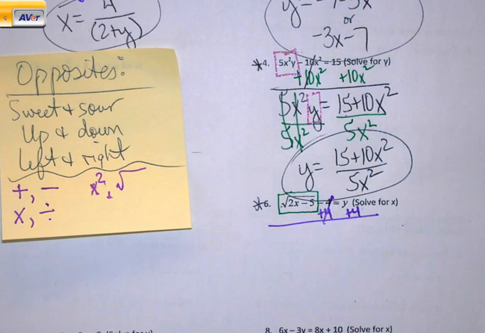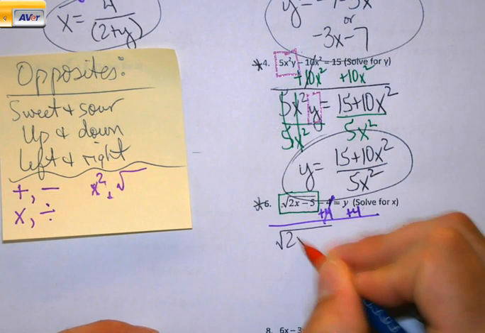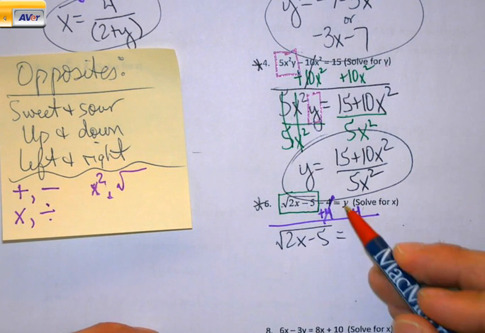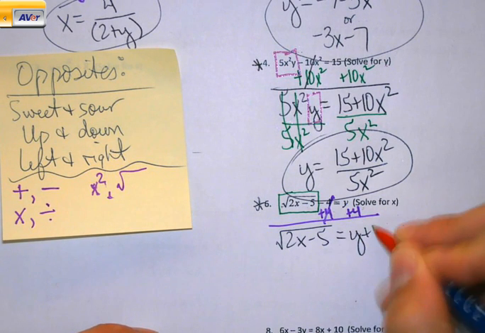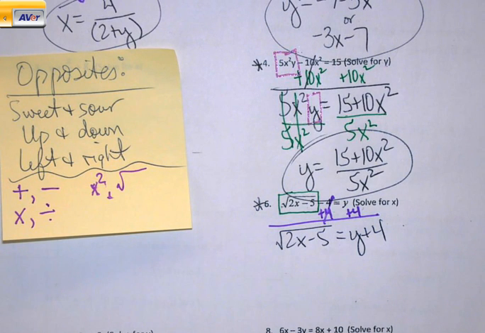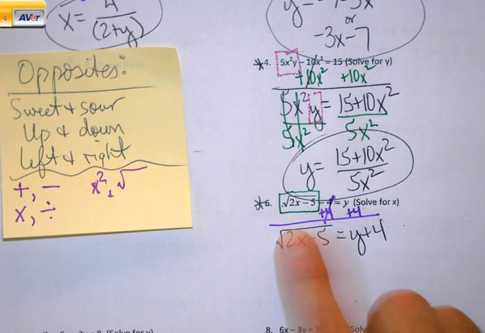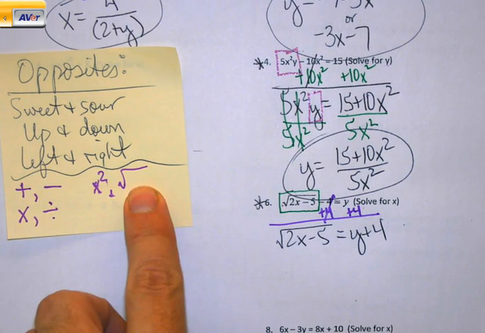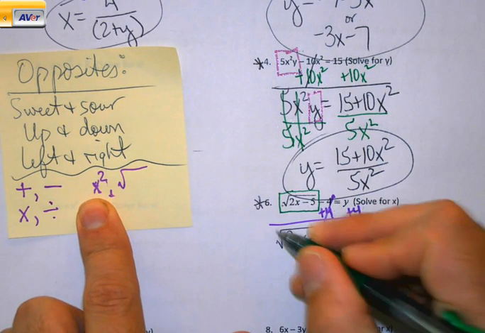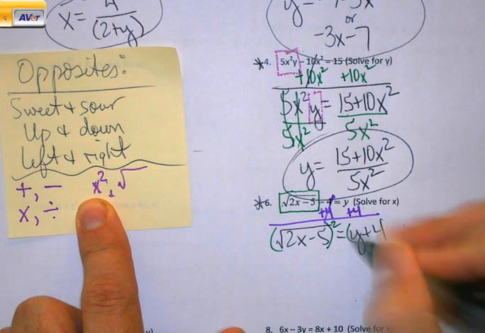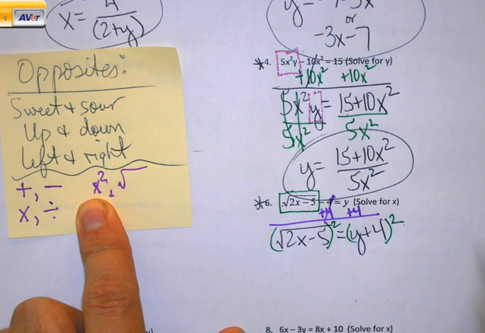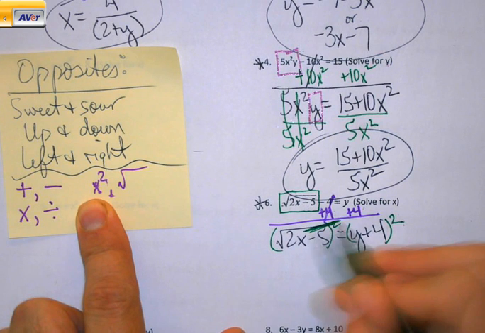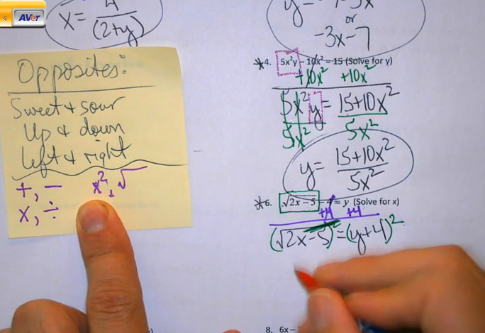And now it's going to come down to our details. Like for instance here, y plus 4 is not 4y. We're not multiplying, we're adding. And now my new issue is the radical's in the way. How do I undo a square root? I square it. So since square and square root are opposites, that gets rid of my radical.